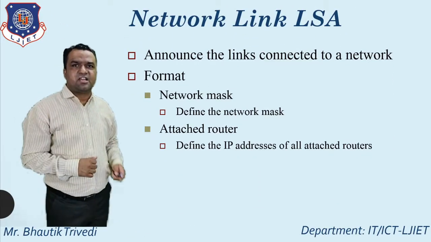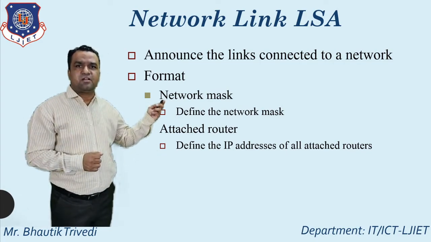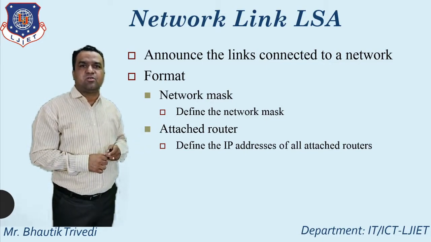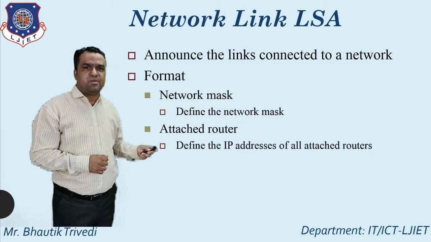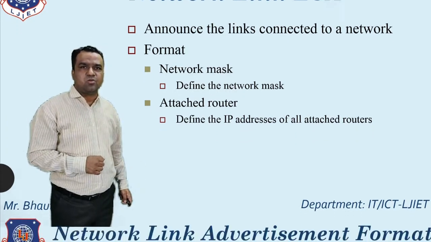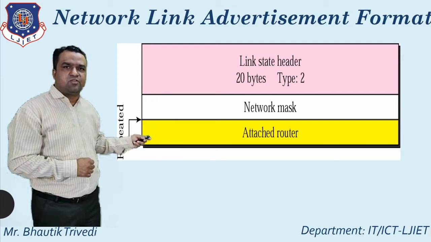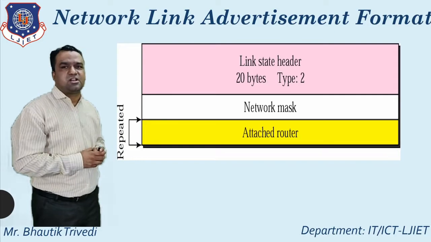Second one, that is the network link LSA. It announces the links connected to the network. The format has two parts: one is the network mask, and second is the attached router. So it defines the network mask and the IP addresses of all the attached routers. So this is the diagram for the network link advertisement format. Here you just see link state header, network mask, and attached router.